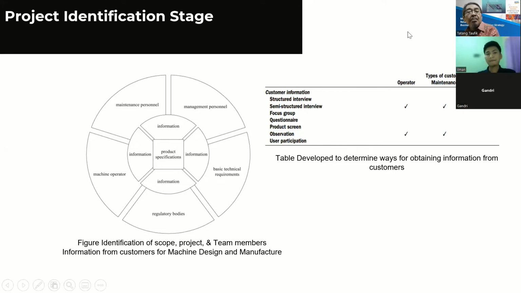The first is the project identification stage. We can see the product specification, and this surrounds the information obtained from management personnel, basic technical requirements, regulatory bodies, machine operators, and also maintenance personnel. This figure shows identification of scope, project, and team members information. This is from the customer for machine design and manufacture. So the table was developed to determine ways of obtaining information from the customer.